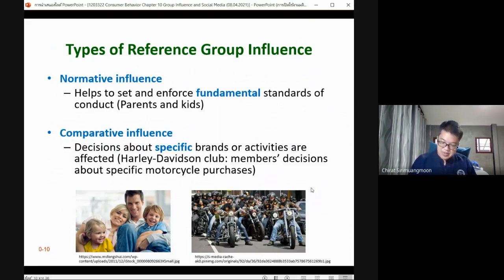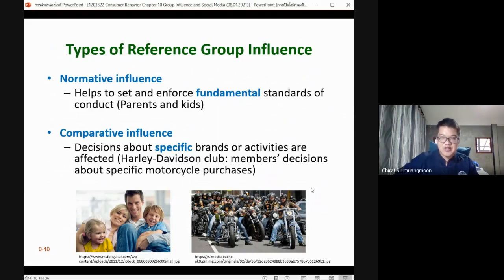For example, what is the motorcycle that should be used the best next year, or what type of car is going to be good, or how about electric cars, is this good or bad? So this is comparative influence.